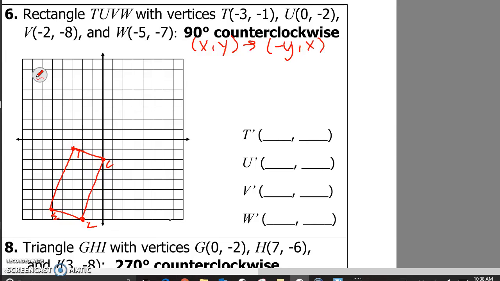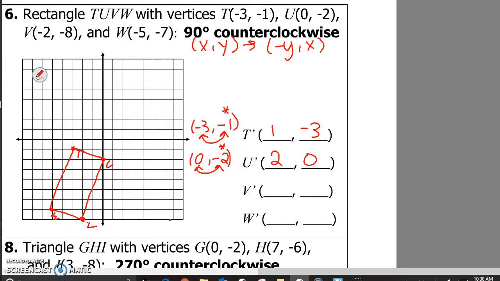So now we're going to follow that rule, switching the x and the y, but that y now becomes the opposite sign. So with T being negative 3, negative 1, we switch these. This y becomes the opposite sign, so we switch it to positive 1, and then that negative 3 for x is the same. Okay, so for U, we've got 0, negative 2. So we're going to switch them. This y becomes the opposite sign. So negative 2, the opposite is positive 2, and then 0.